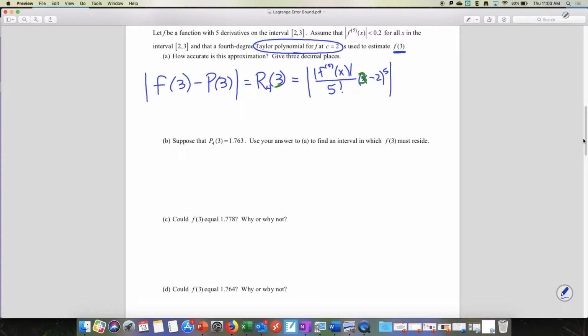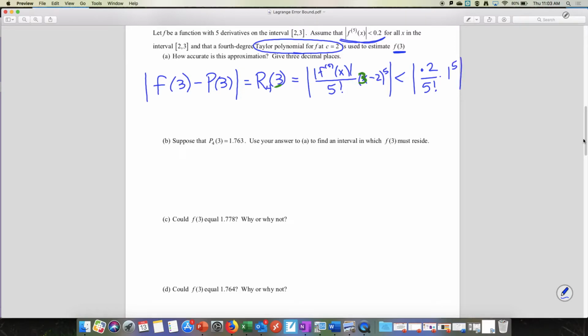And what do we know about our max 5th derivative? It is less than 0.2. We have this right here. So we can say that our error is going to be less than 0.2 over 5 factorial times what's now 1 to the 5th.